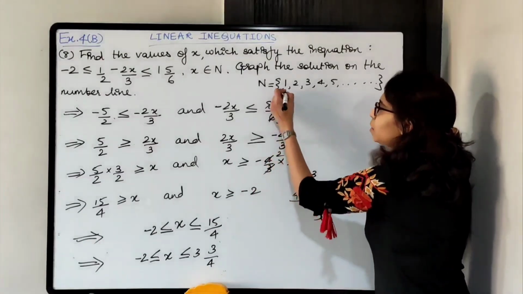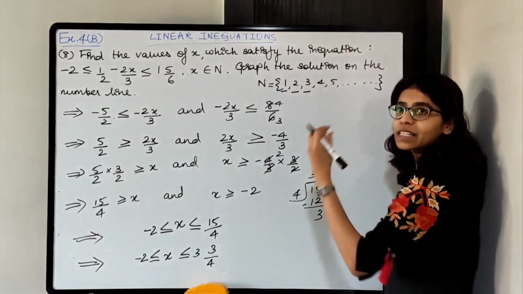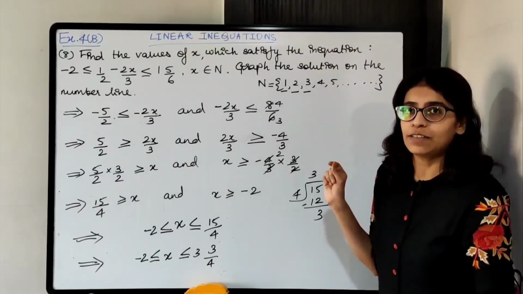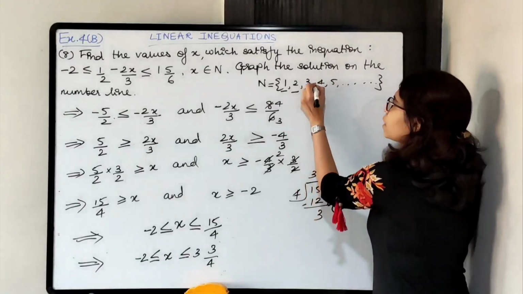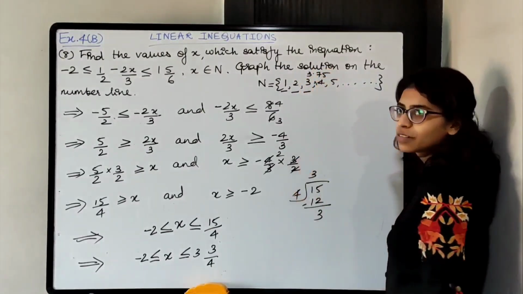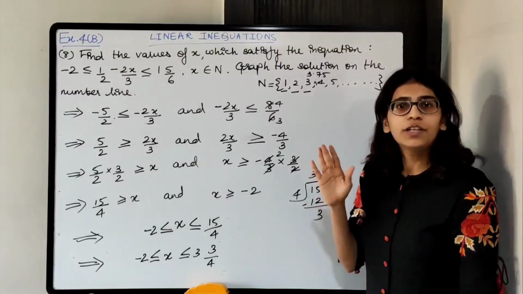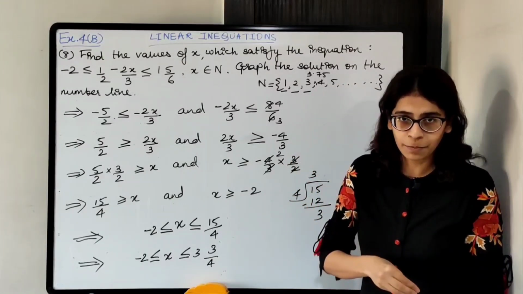So 1 will be included, 2 will be included, 3 will also be included because maximum value will be 3.75. So 3 तो 3.75 से कम है. Okay, so 3.75 comes between 3 and 4. Now will 4 be included? No, because maximum value possible is 3.75.